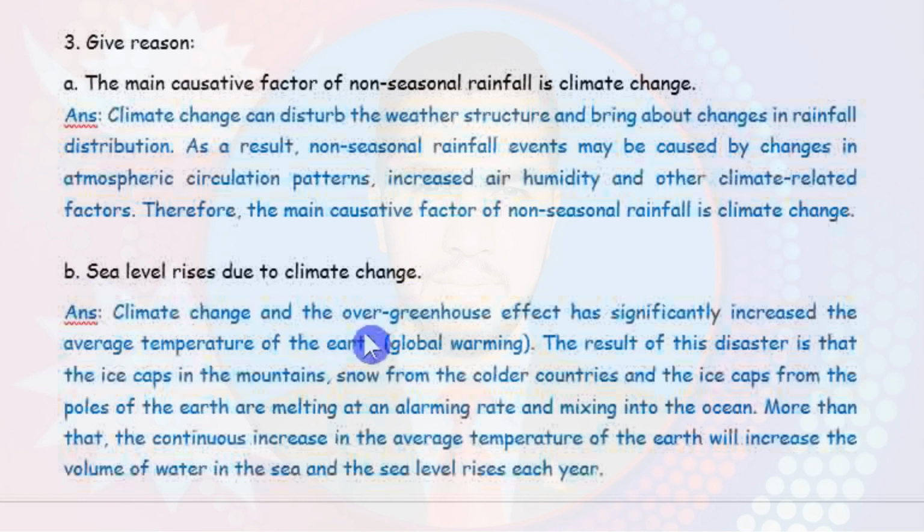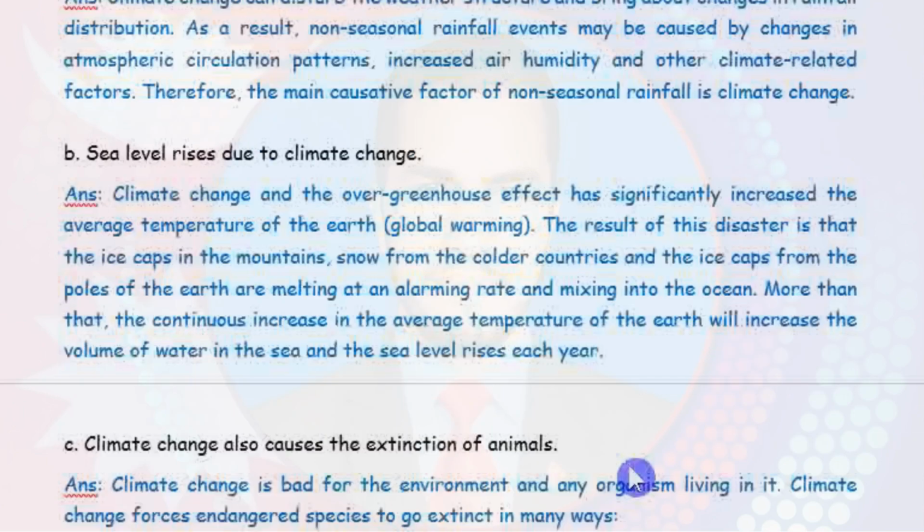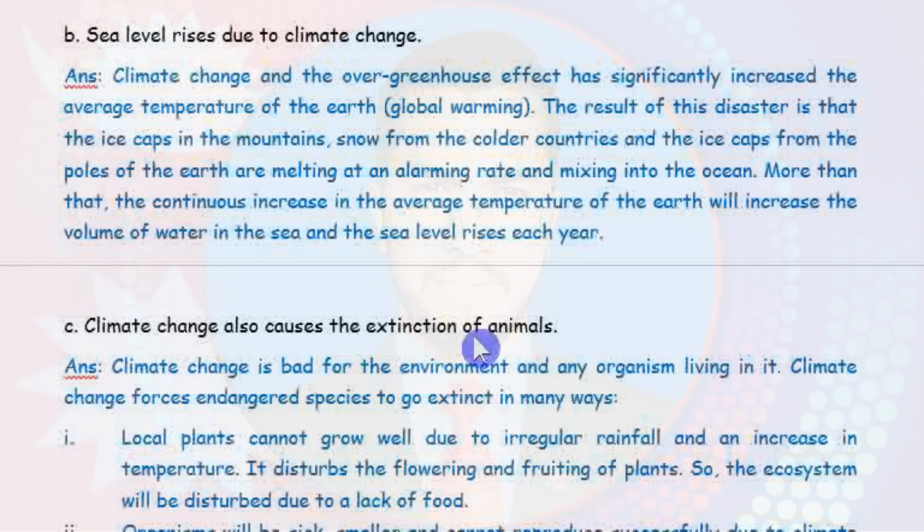Answer: climate change and the over greenhouse effect has significantly increased the average temperature of the earth, which we say as global warming. The result of this disaster is that the ice caps in the mountains, snow from the colder countries, and the ice caps from the poles of the earth are melting at an alarming rate and mixing into the ocean. More than that, the continuous increase in the average temperature of the earth will increase the volume of water in the sea, and the sea level rises each year.